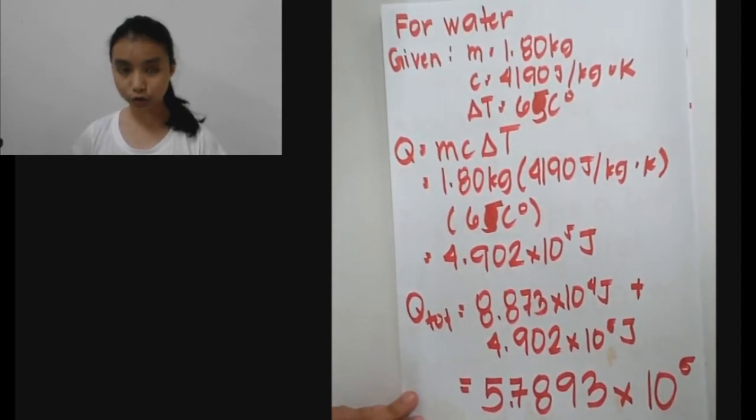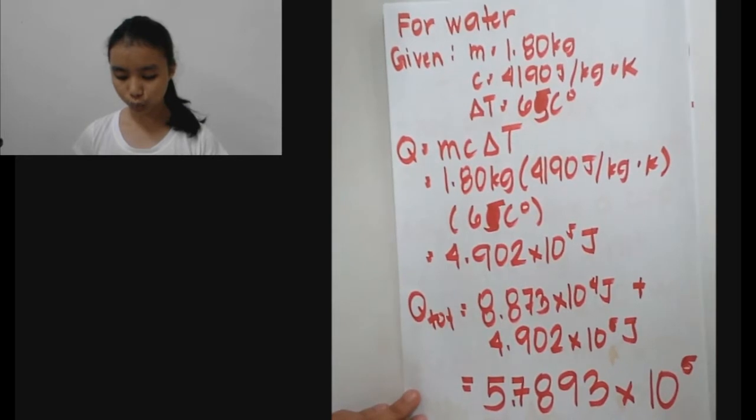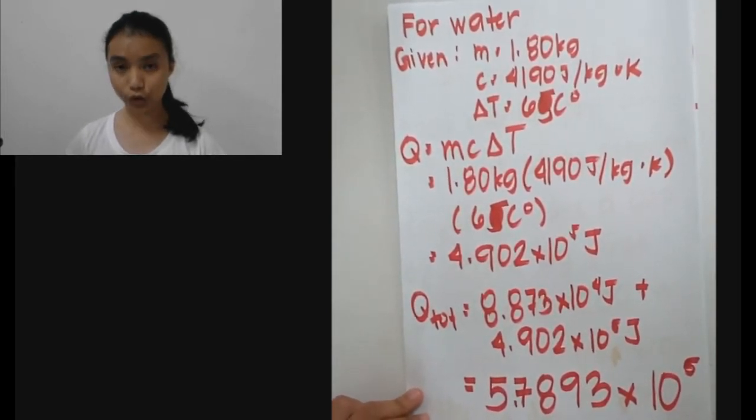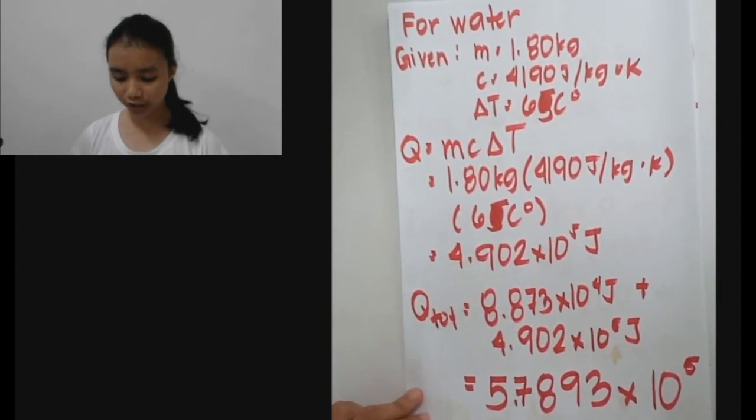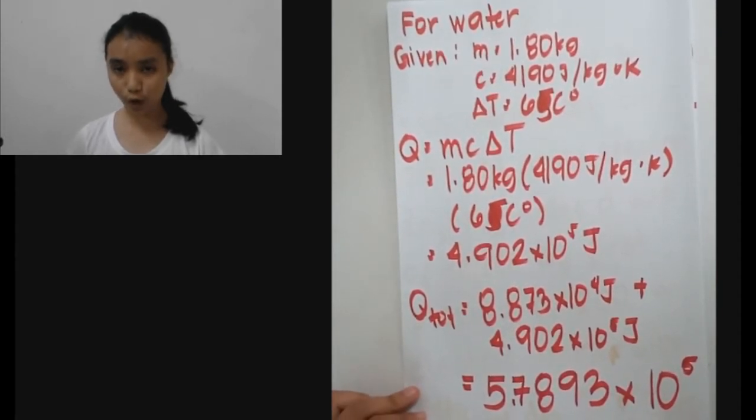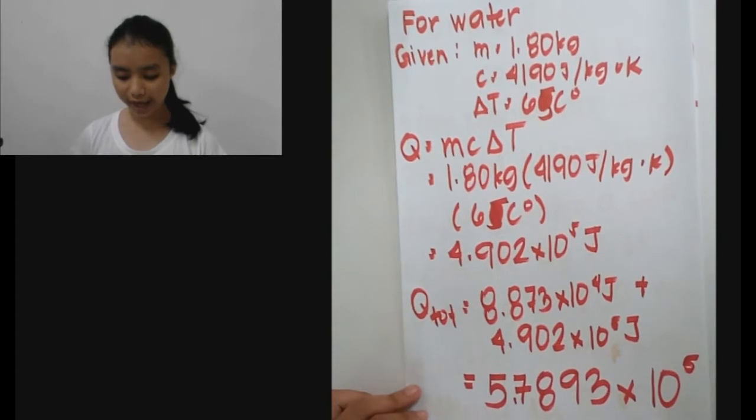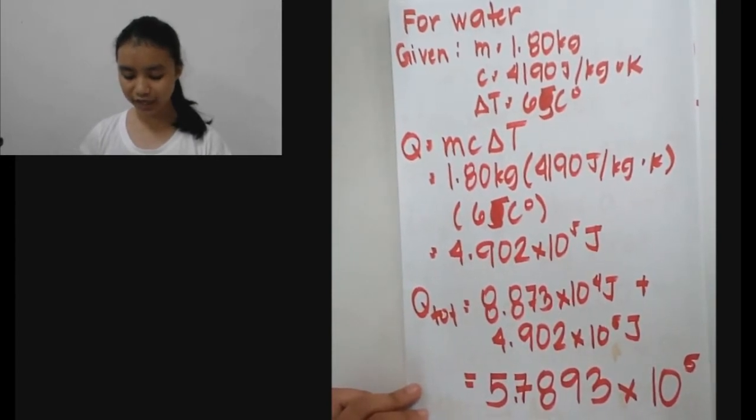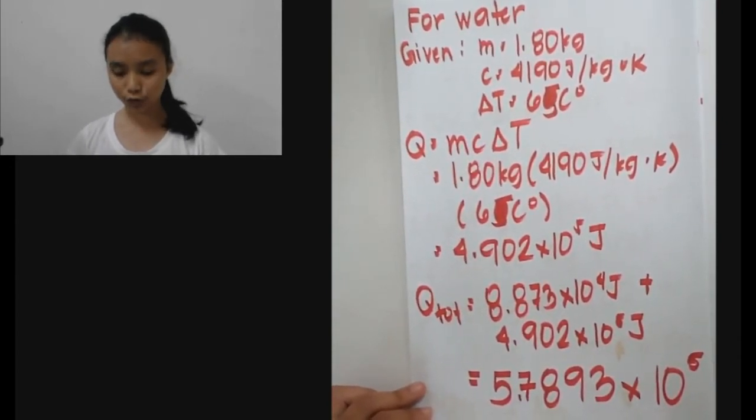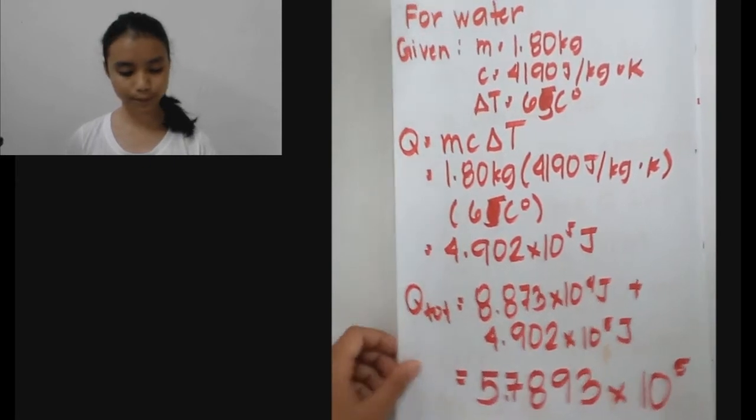So the total heat, Q total, is equal to 8.873 times 10 to the power of 4 joules plus 4.902 times 10 to the power of 5 joules. So we have 5.7893 times 10 to the power of 5 joules.